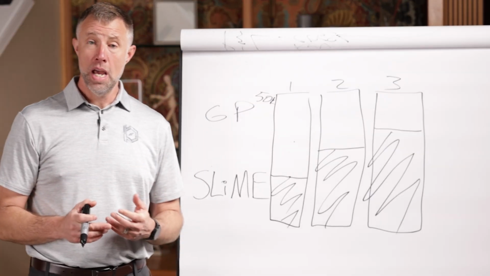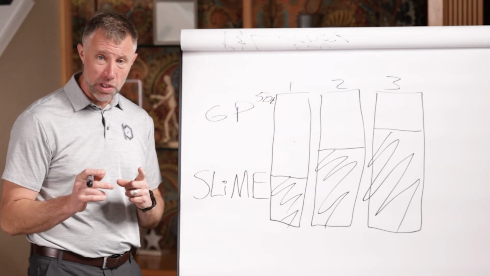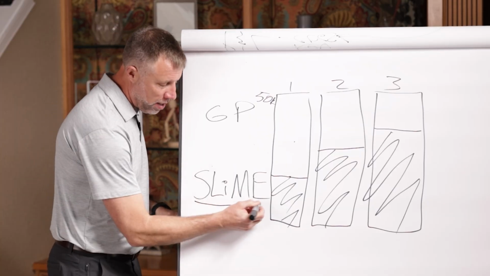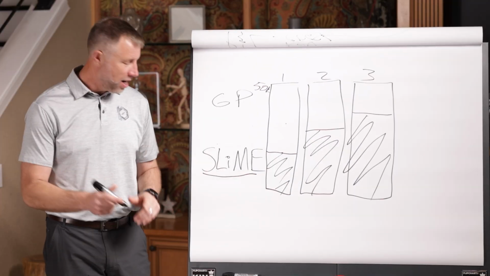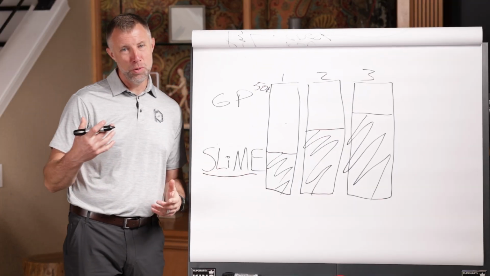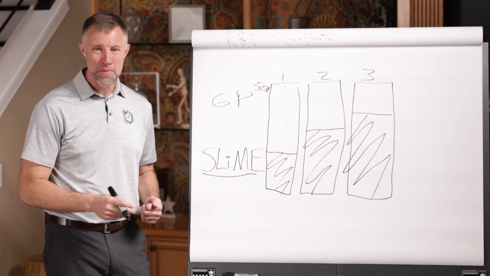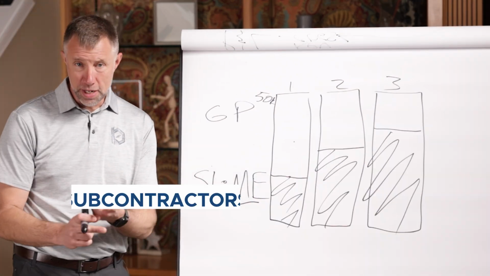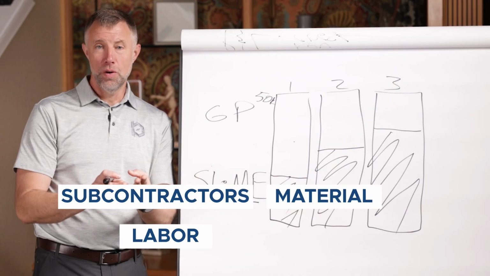And in order to do it, there are 3 major layers, but one of those layers is super important. Let's talk about the SLIME. You ready? So we put this in here. The I doesn't mean anything. It just helps us to speak the word, to make it an acronym. And in the word SLIME, it's subcontractors, labor, material, and equipment.